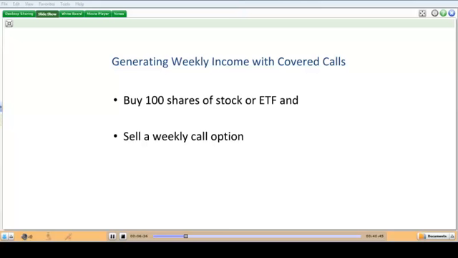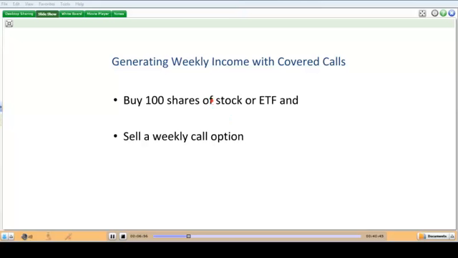If you're not familiar with covered calls, the way you initiate a covered call trade is you buy 100 shares of a stock or an ETF, and then you sell a weekly call option. And I trade these in my retirement accounts. Most brokerage houses allow covered calls in retirement accounts, and because it's a lower risk strategy, it's actually lower risk than if you just buy a stock.